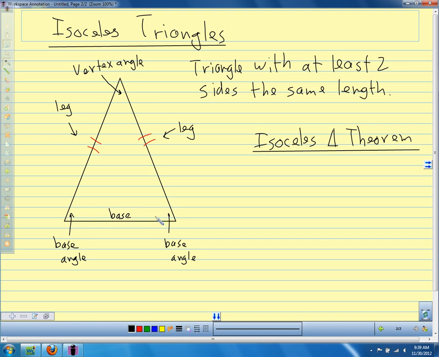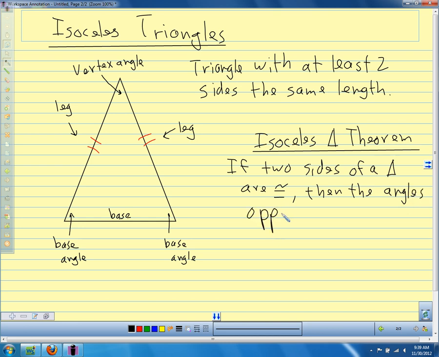They're the same. So that's going to be our theorem, that if two sides of a triangle are congruent, then the angles opposite them are congruent. So if I drew that in on my diagram, that would tell me that this angle is congruent to that angle. So the base angles are congruent. If we know two sides are congruent, we know the two base angles are congruent.